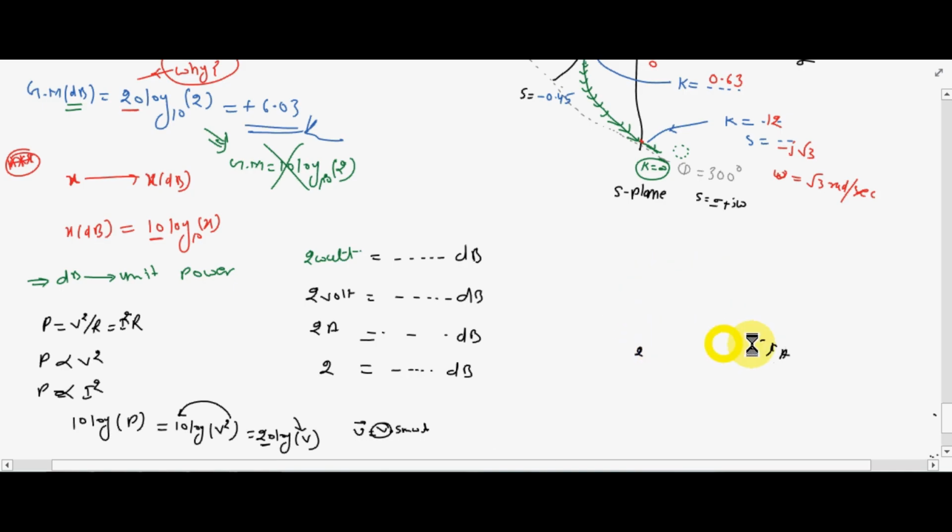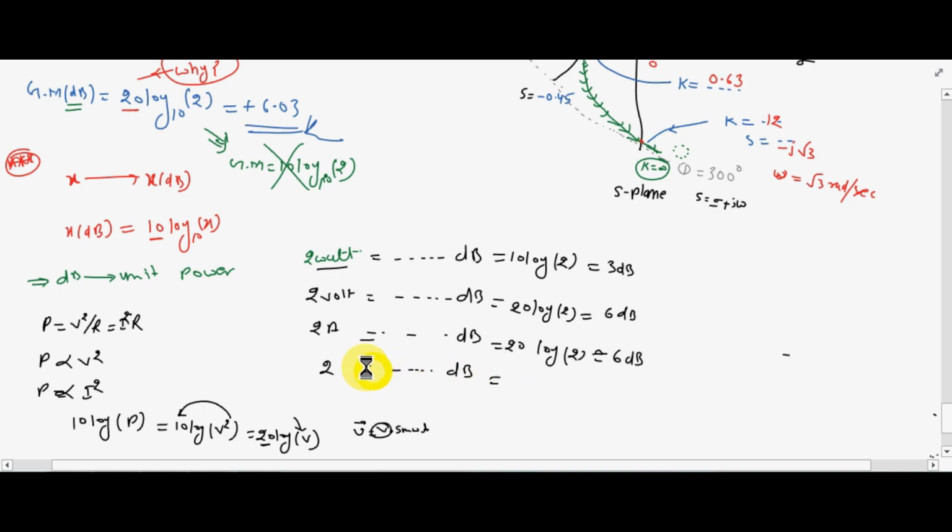Let us convert this part here. If someone asks what is the dB value of 2 watt, then we write 10 log 2. Why am I using 10 log? Because this is power in watts. But if this is voltage, then I write 20 log 2, which is nearly 6 dB, and 10 log 2 is nearly 3 dB. This is ampere current, this can also be written as 20 log 2, approximately 6 dB. This is a unitless quantity 2, and a unitless quantity can also be written as 20 log 2. Always remember this part, plus 6 dB.